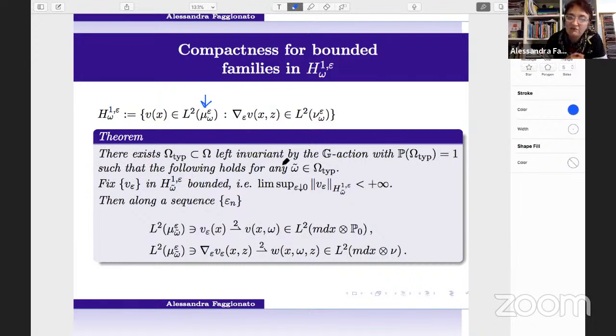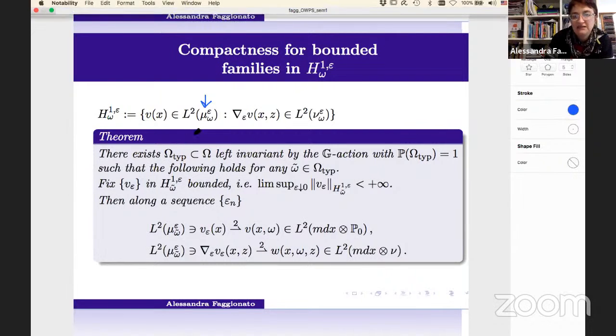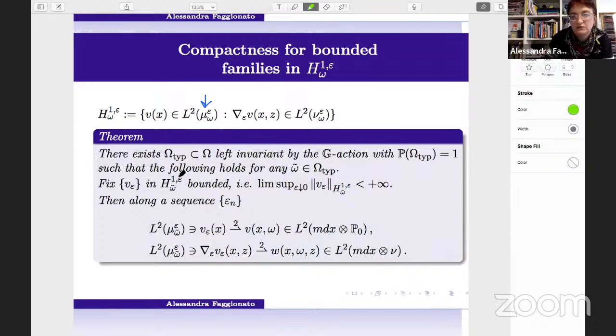It's the following: for almost all environments, indeed for all environments in a subset given by the so-called typical environment, which has full measure, the following holds. If you fix an environment omega tilde in this nice set, which has full probability, take v epsilon, a family of functions parameterized by epsilon, which is asymptotically bounded.